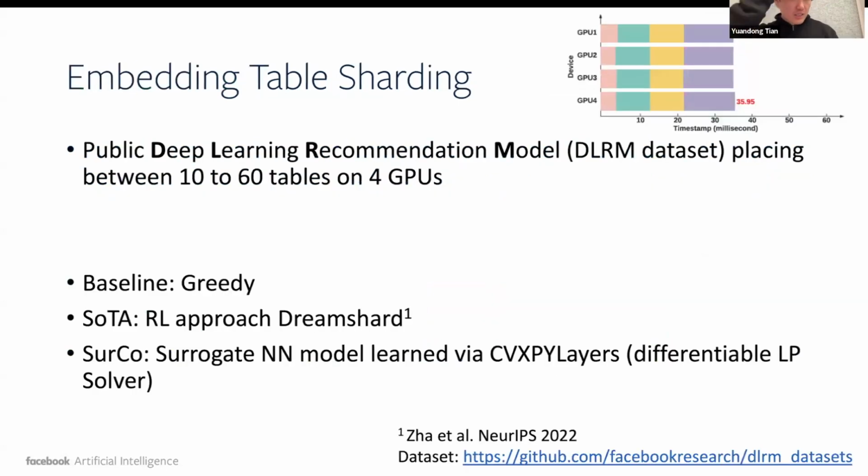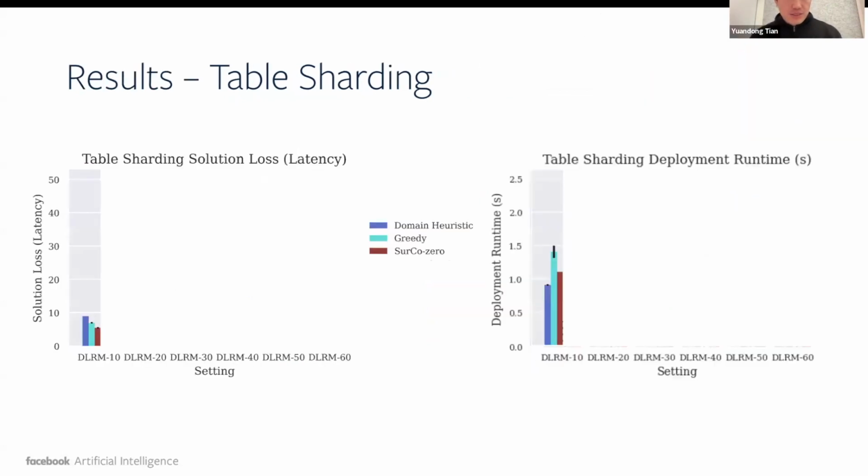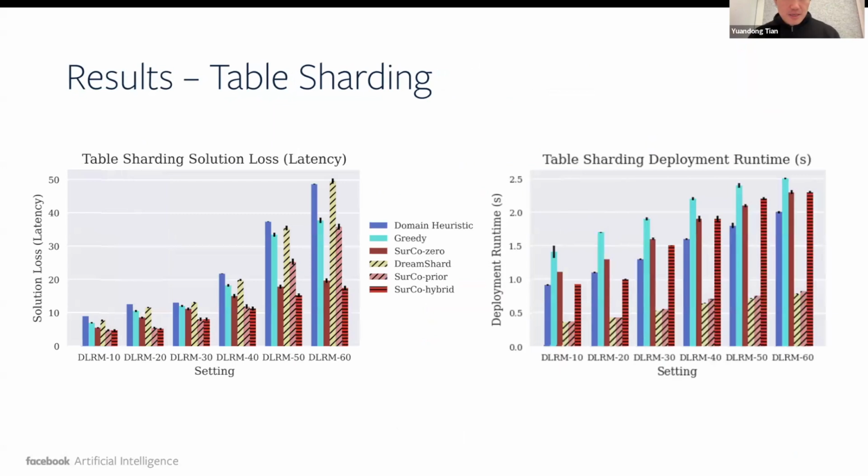We tried these ideas in many different scenarios. One is embedding table sharding. We compare this with domain heuristics, greedy approaches, and also the reinforcement learning-based baseline called DreamShard. There are two metrics. The first is the latency of the overall solutions, which is the loss of the objective function. And the second is the runtime of the deployment, because you really want the system to act quickly.